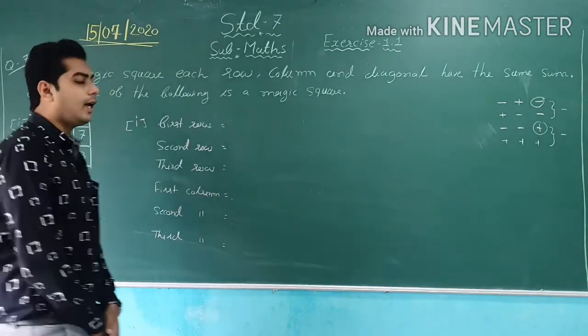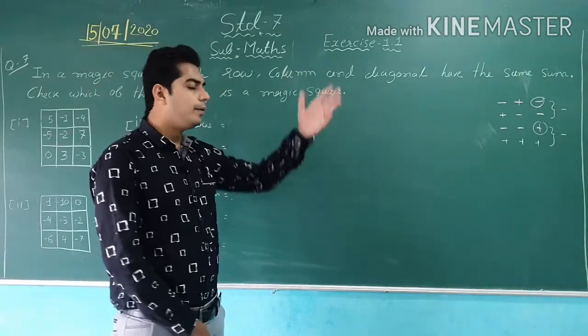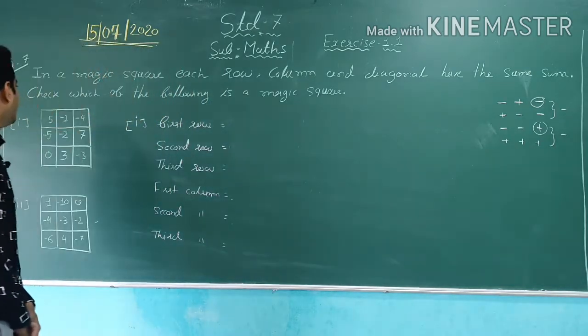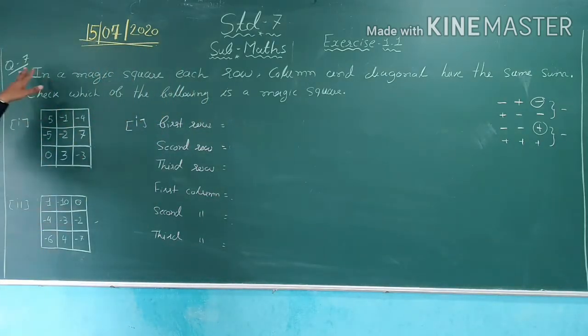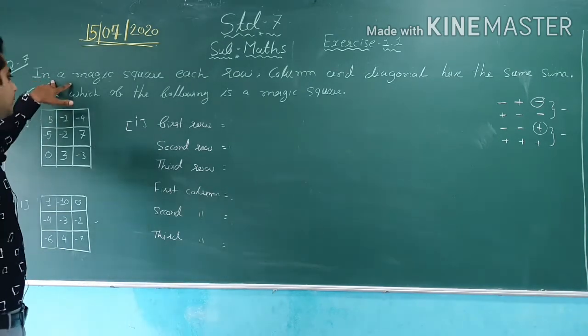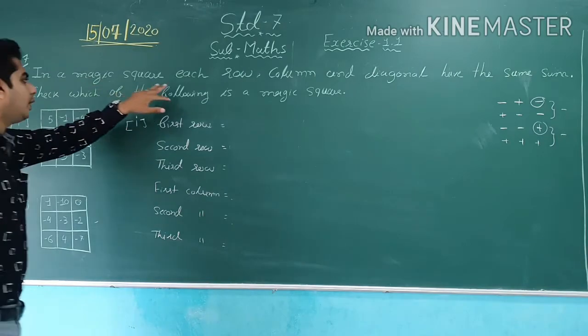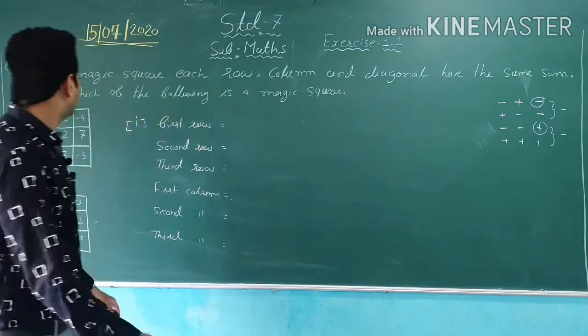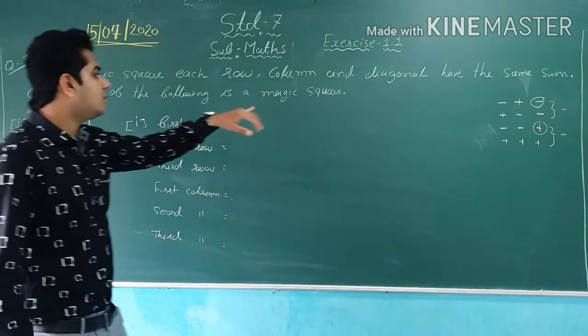So, lastly we did exercise 1.1, question number 2, question number 3, question number 5 and question number 6. So, now let's begin with question number 7. What question number 7 says: in a magic square, each row, column and diagonal have the same sum. Check which of the following is a magic square.